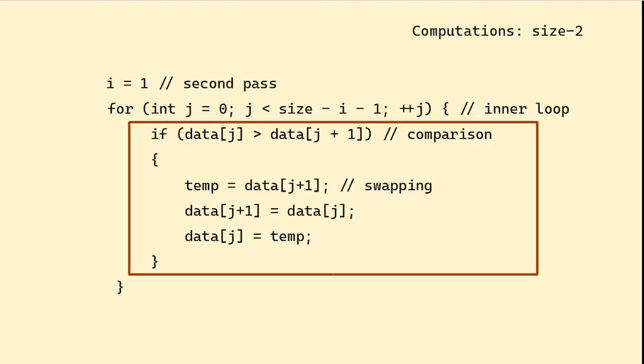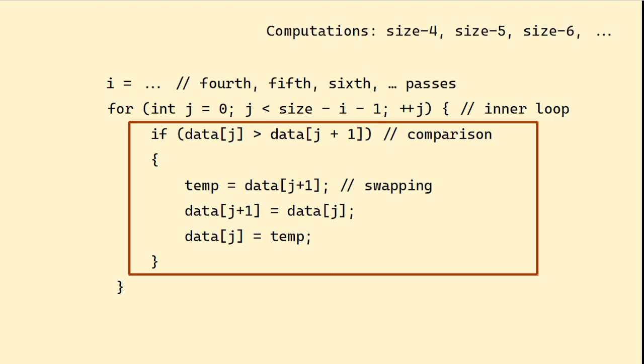In the second pass, we have i equal to 1, again coming from the outer loop, and the computational unit runs a total of size minus 2 times, because if the value of i is 1, then the expression size minus i minus 1 will be size minus 2. So the computations for the second pass is size minus 2, and for the third pass with i equal to 2, the computation is size minus 3.